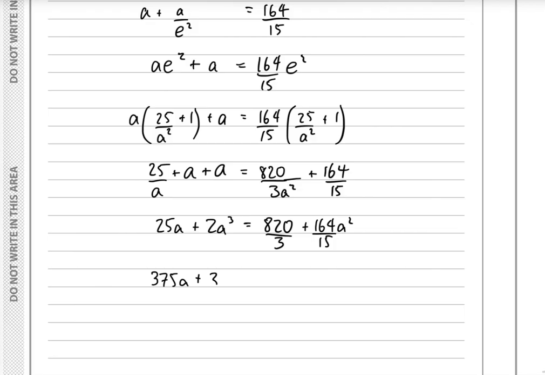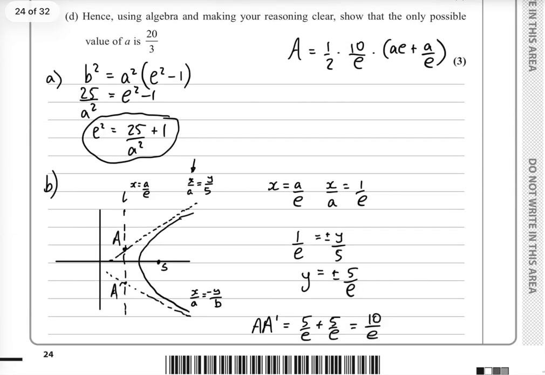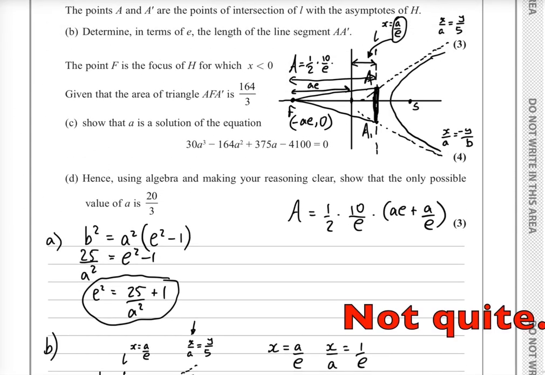375a plus 30a cubed is equal to 4100 plus 164a squared, and then everything on the same side together gives us negative 164a squared, positive 375 and negative 4100 equals 0. Does that match? Yes, that's looking good.